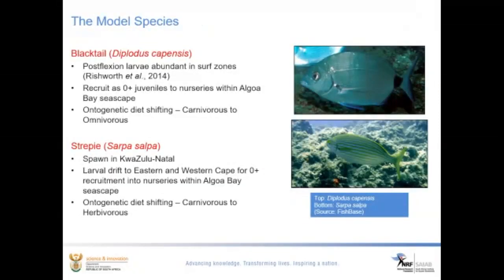Diplodus capensis, or blacktail, are abundant as larvae in surf zones in Algoa Bay until they recruit as zero-plus juveniles to nurseries within the Algoa Bay seascape. Sarpa salpa, or strepie, spawn in KZN and larvae drift to the eastern and western Cape where they recruit into nurseries within the Algoa Bay seascape.